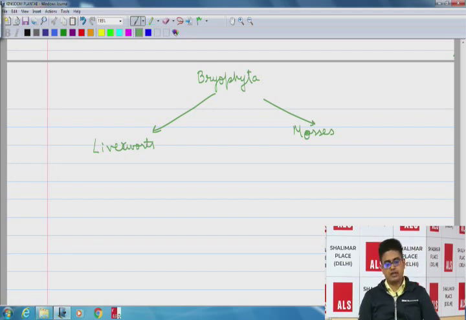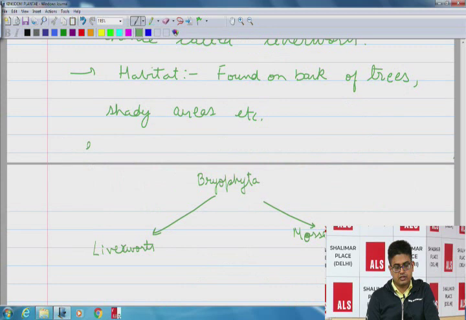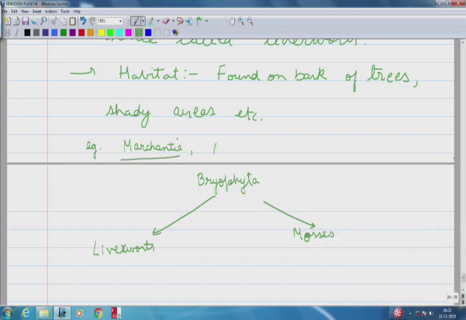Let me complete the examples of liverworts. Examples of liverworts are Marchantia, Anthoceros, etc.